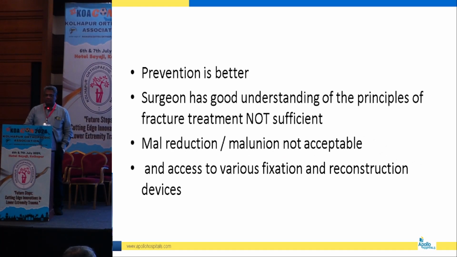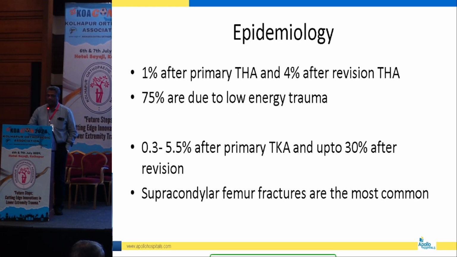Epidemiology-wise, periprosthetic fractures are documented in 1% after primary total hip arthroplasty and 4% after revision total hip arthroplasty. 75% are due to low energy trauma, whereas in total knee replacement, the incidence is 0.3 to 5.5% after a primary total knee arthroplasty, and 30% after revision. The most common periprosthetic fracture is supracondylar femur.